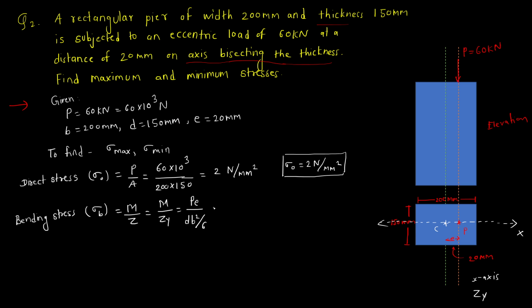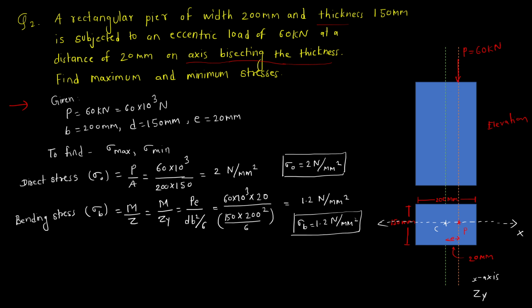So substituting all values here, 60 into 10 to the power 3 into 20 divided by 150 into 200 square divided by 6. So on calculating, you should get the answer as 1.2 Newton per mm square. So sigma B is 1.2 Newton per mm square. So this is the value of bending stress.